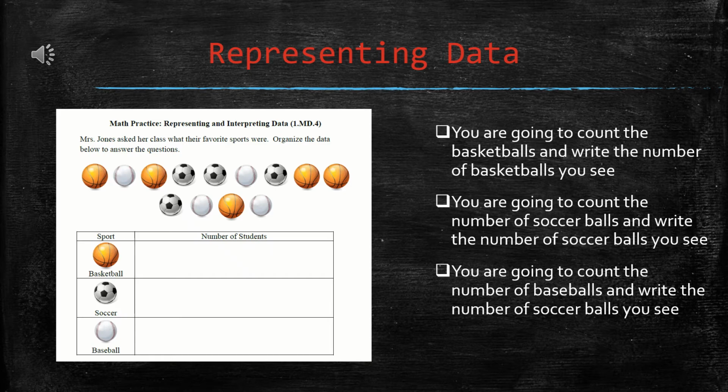And the last one is looking at the number of baseballs, the number of students that their favorite sport was baseball. So you're going to count the number of baseballs in the picture at the top, 1, 2, 3, 4, and write that number there.